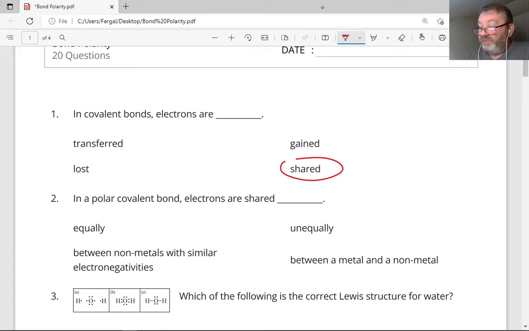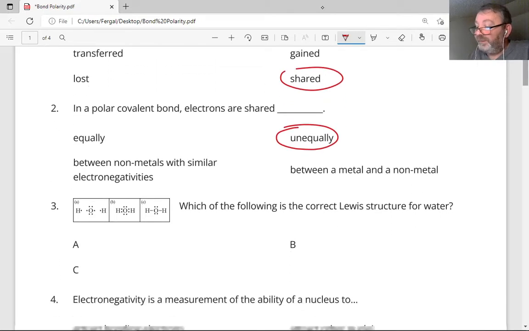In a polar covalent, now polar covalent means unequally shared electrons. So you keep that in your head straight away. Electrons are shared, and there's the word, unequally. Okay? So whatever option that was in yours, that's the correct answer.